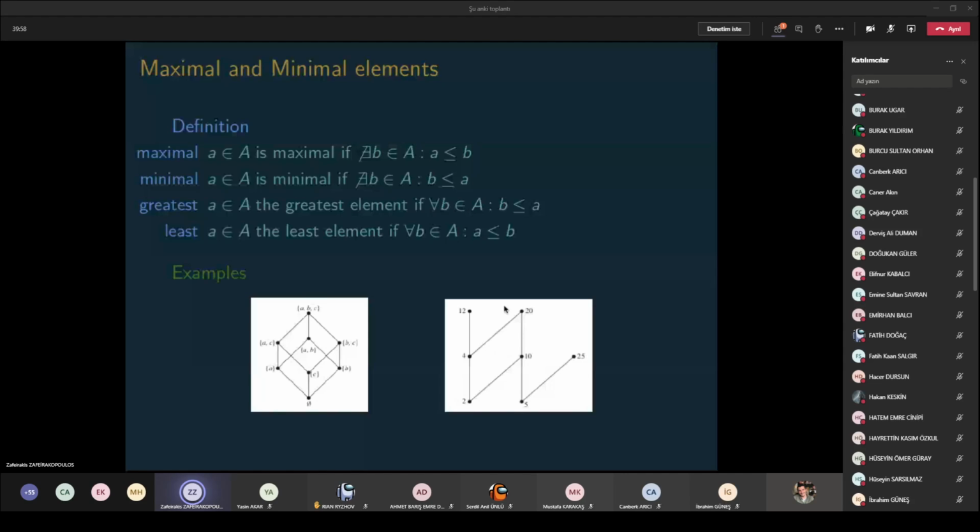Now let's see the example on the right. Ali, do you want to give me the maximal elements? Rian? Maximal elements are 12, 20, and 25. That's right. Nothing is larger than this, right? So we have 3 maximal elements. Here we only had 1, but as you can see, we can have more than 1 maximal element.